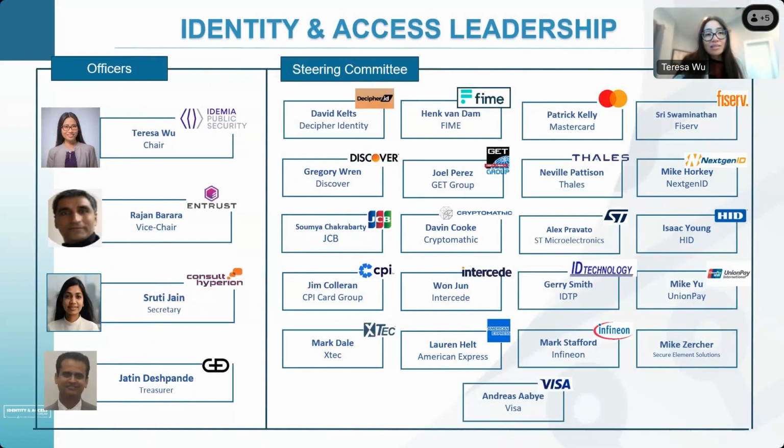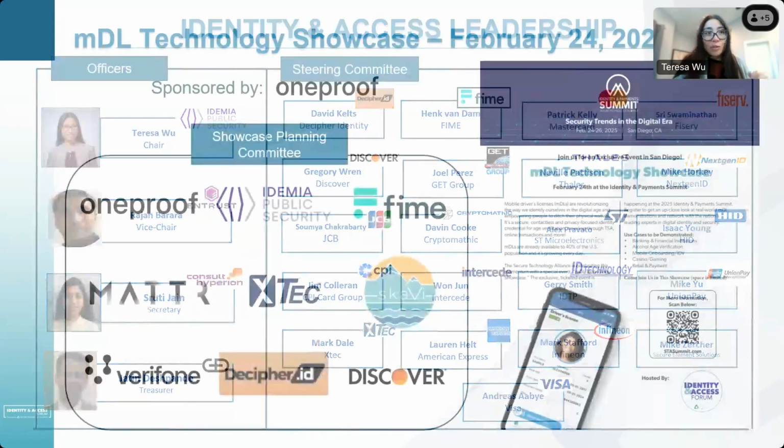So the IAF has a leadership team. It's composed of a steering committee, and I'm the chair. Rajan from Entrust is the vice chair. Consult Hyperion, which is now FEAM, is the secretary, and Jayton from GND is the treasurer. So this is the group overseeing all the activity happening within IAF. And then we have set up a planning committee, which is on the next slide, for this event. We're doing this for the first time.